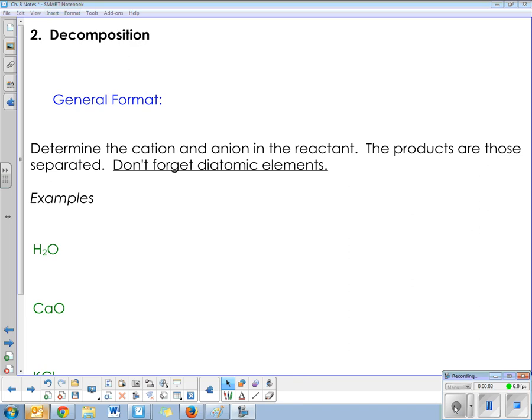This video is on decomposition reactions. Decomposition, just that word, means to break apart. So we're going to have, in these cases, something that breaks apart. So your general format is you're going to have something that's big enough to break apart to start, and then it's going to turn into the pieces it breaks into.